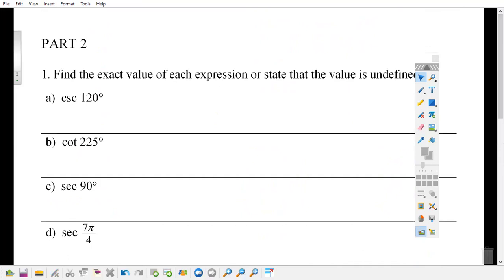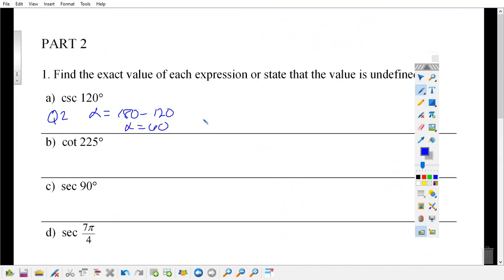So talking about it in terms of just knowing where things are. In your brain, this is the conversation you should be having with yourself. 120 degrees. Well, 120 degrees falls into quadrant 2. Agree? So it falls into quadrant 2. Therefore, the reference angle equals 180 minus 120, and 180 minus 120 is 60.